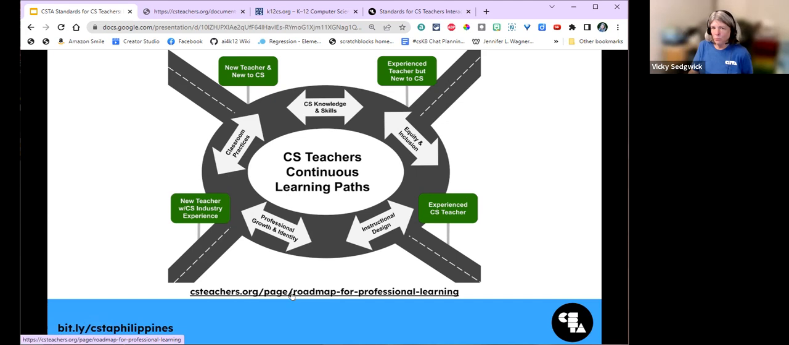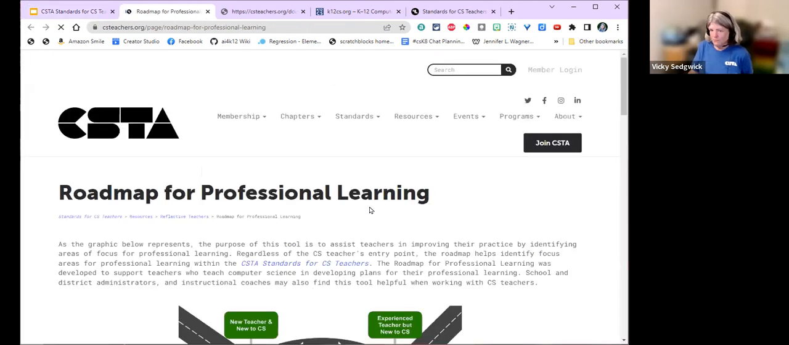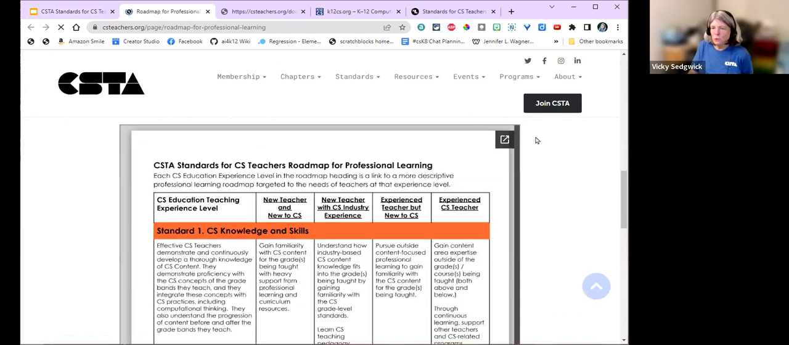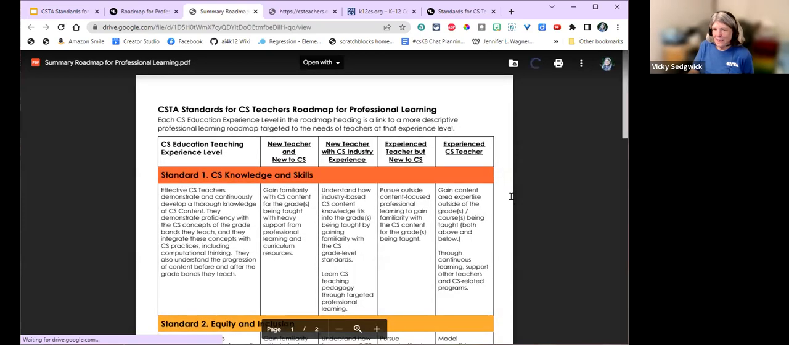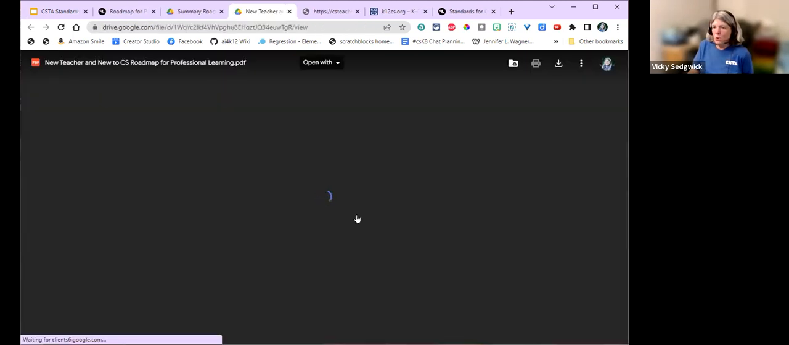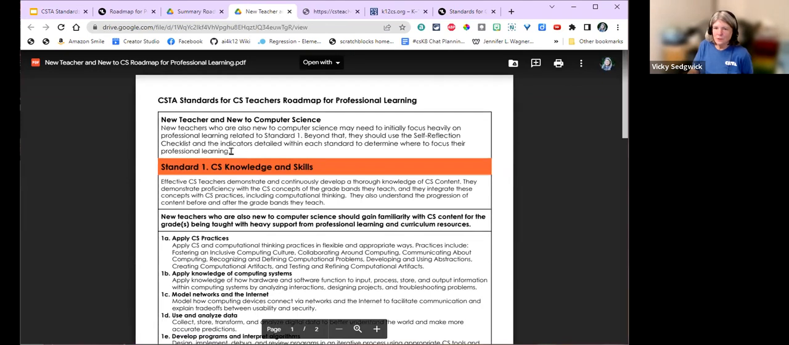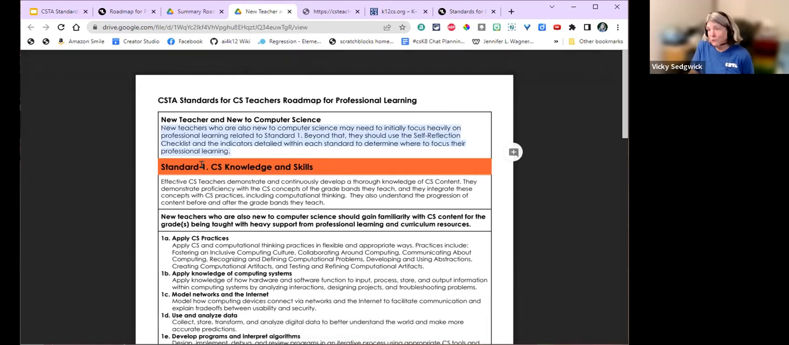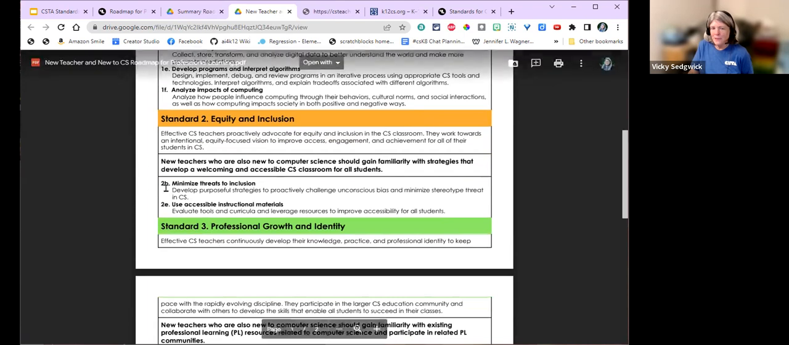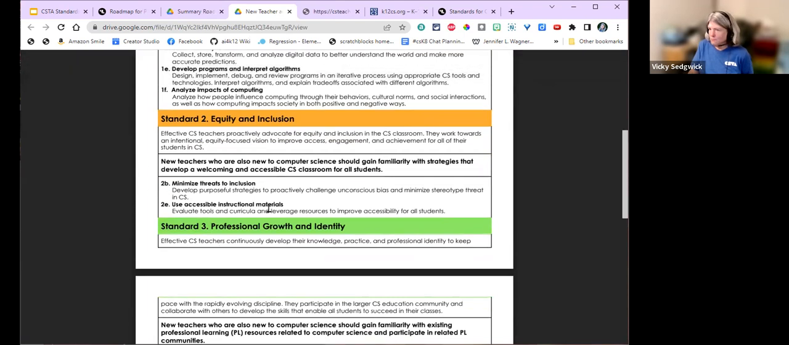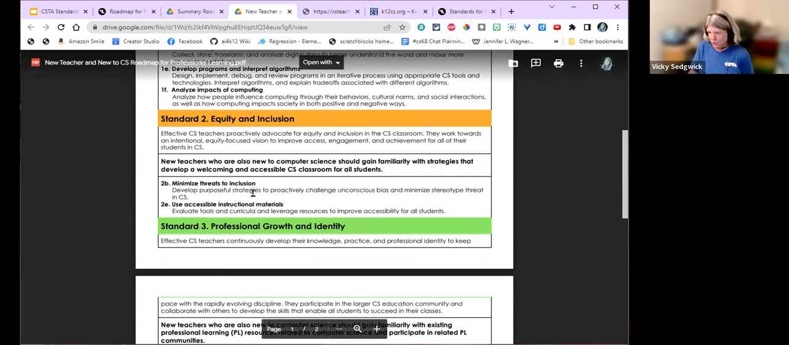Well, one of the things we've done with the roadmap, and that can be really helpful for people to look at, is if you look at it, you will see that we've taken it and said, okay, if you are, for example, a new teacher and new to CS, your main concentration needs to heavily focus on standard 1. Because you have to learn the content before you can do anything else, right? And so what we've done is we've taken these standards and the indicators and said which ones might be the most important if you're a new teacher and new to CS.